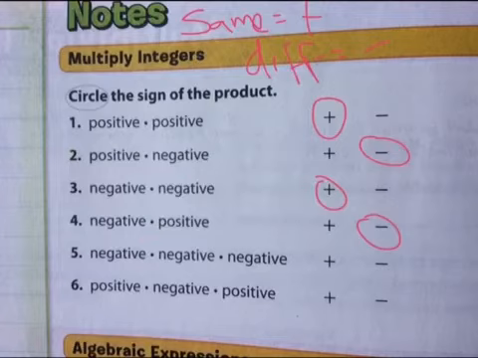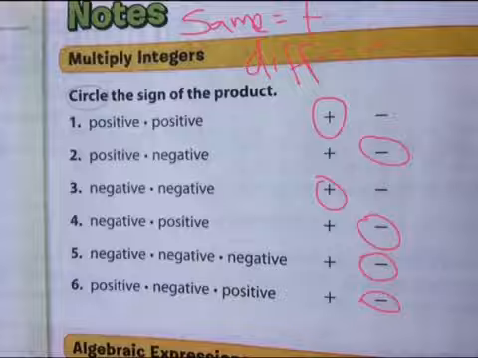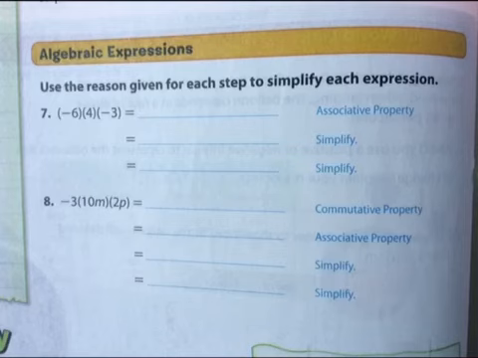Now we're going to go negative, negative will give us a positive. Now we have a positive times a negative, so they're different. This gives us a positive, then a positive times a negative equals negative, right? And then let's see here. Positive, negative gives us a negative, and then a negative times a positive. They're different, so negative again. I hope that helps.